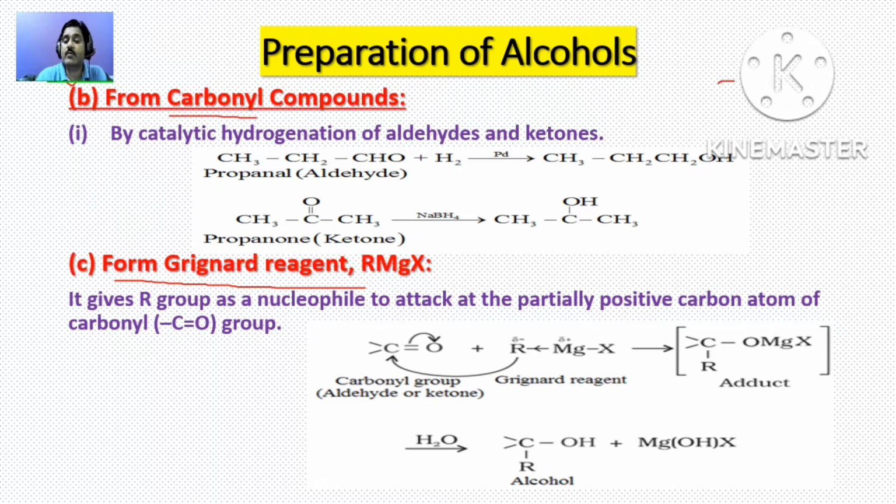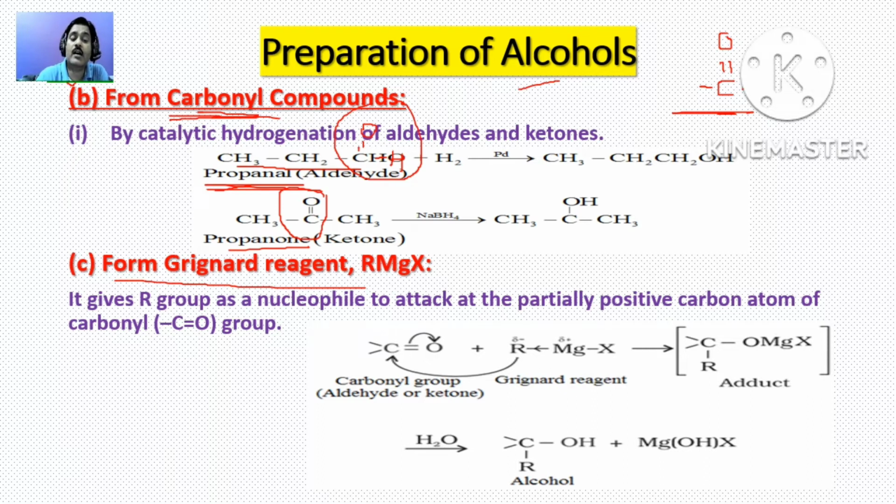What is a carbonyl compound? Those compounds which have a carbonyl group, meaning carbon double bond oxygen, are called carbonyl compounds. Aldehyde and ketone both are called carbonyl compounds. So we can prepare alcohols from carbonyl compounds.